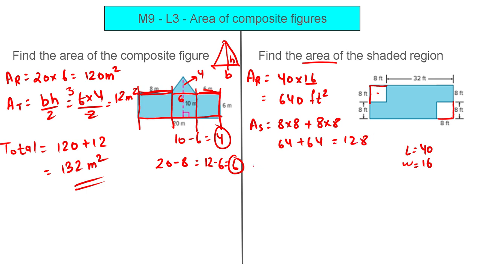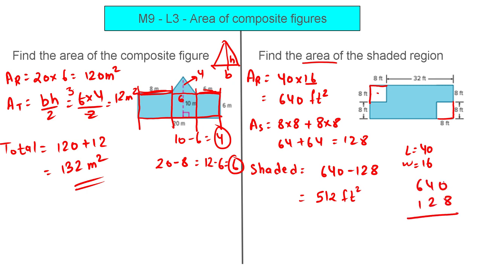Now from the total, the area of the shaded region will be, how will I do it? The total 640 minus the white portion 128, which will give you 512 feet square. How did I do the minus? 640 minus 128. I cannot do 0 minus 8. So the 4 will give 1 to the 0 and it will become 10. And here we will have 3 now because 1 is gone. 10 minus 8, 2. 3 minus 2, 1. 6 minus 1, 5. So 512 feet square.